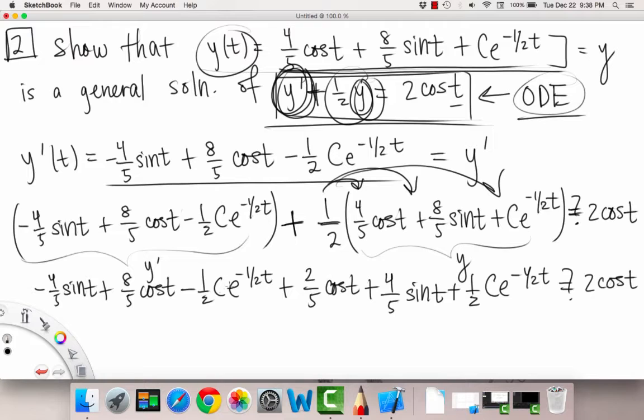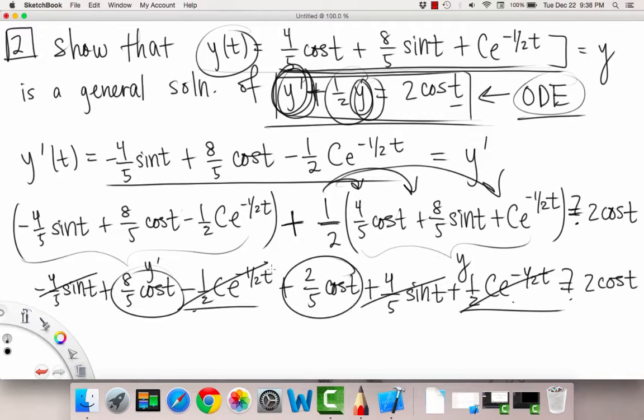So now let's simplify what's on our left side here. We can see that these are like terms because they both have a c times e to the negative 1/2 t behind them, and they cancel out, in fact, right? Because we have a negative one here and a positive one here. Okay, and then as for the other terms, we're going to combine those. We do see that our sine t terms cancel out, negative 4 over 5 and positive 4 over 5. And then we're left with the cosine terms, which are 8 over 5 plus 2 over 5, which gives us 10 over 5 cosine t, which we can simplify as 2 cosine t.